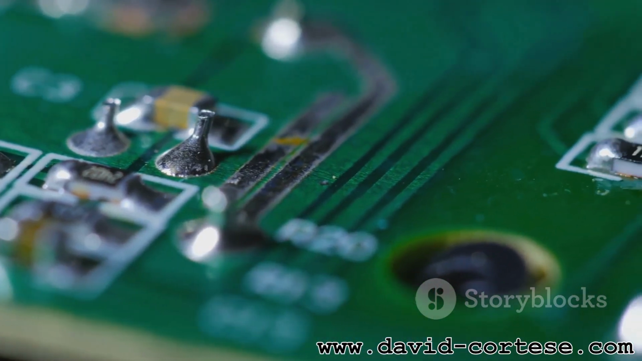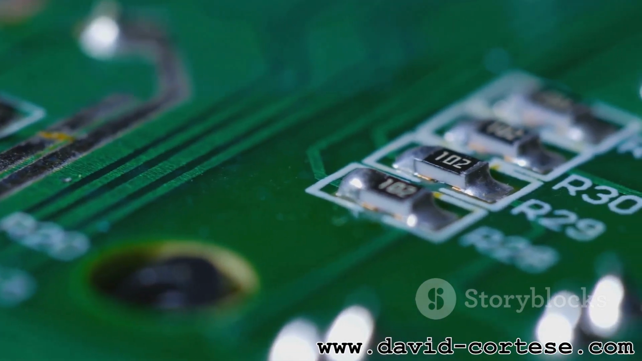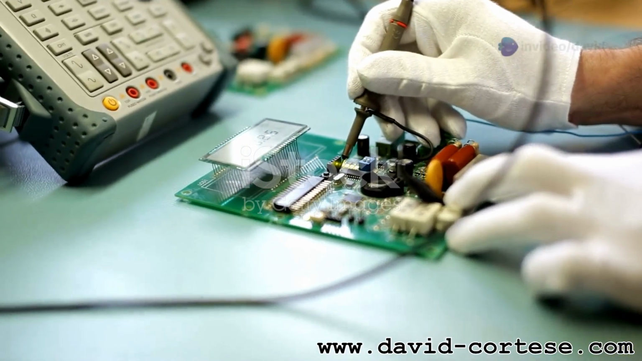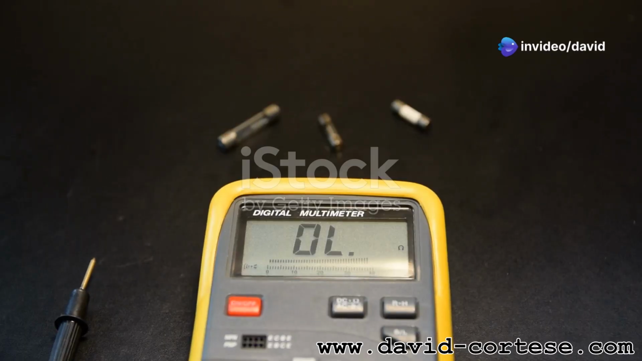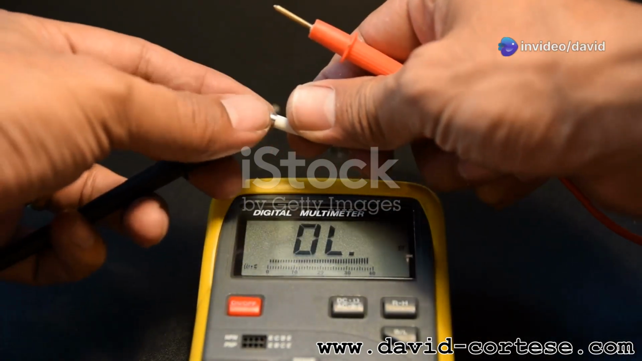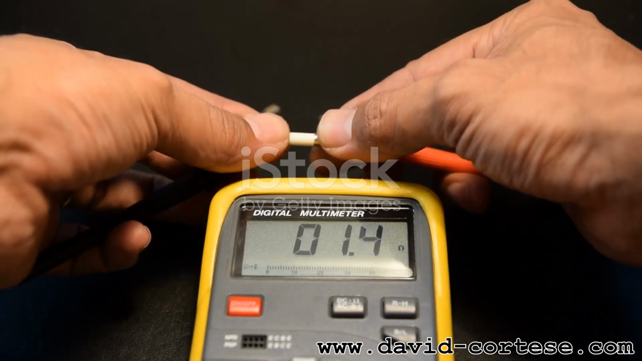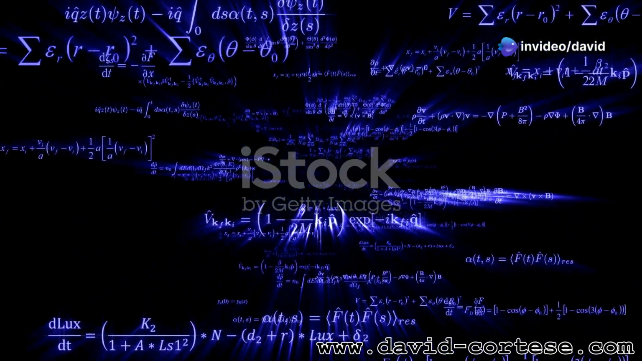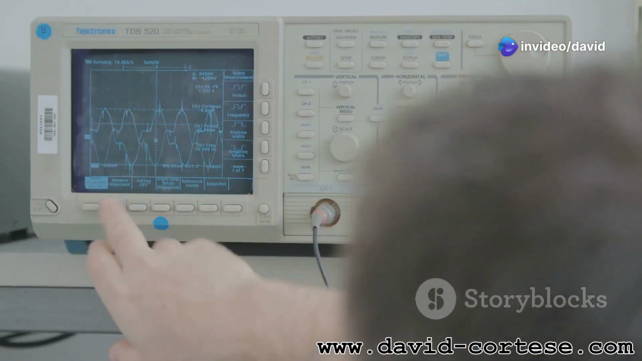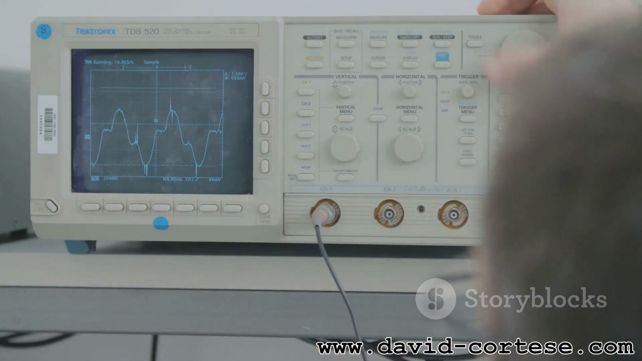The relationship between resistance, current, and voltage is elegantly captured by Ohm's law, a cornerstone of electrical engineering. This fundamental law states that the current flowing through a conductor is directly proportional to the voltage applied across its ends and inversely proportional to the resistance of the conductor. Mathematically, Ohm's law is expressed as I equals V divided by R. This simple yet powerful equation allows us to calculate any one of these electrical quantities if we know the other two.